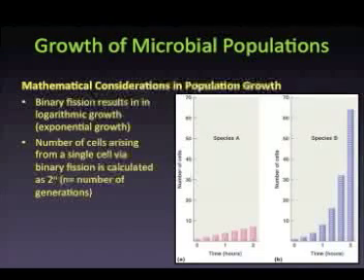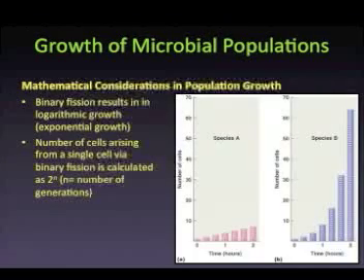Following binary fission, one bacterial cell will yield two. Those two bacterial cells may then undergo binary fission to yield four. Those four to yield eight. Thus the number of bacterial cells doubles with each round of binary fission. This type of reproduction is referred to as logarithmic or exponential growth.